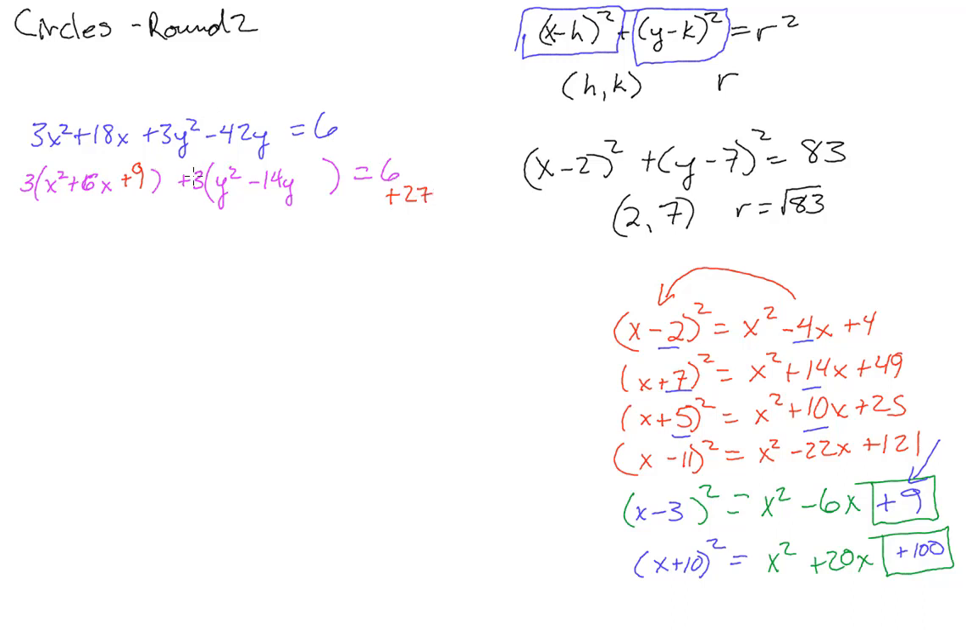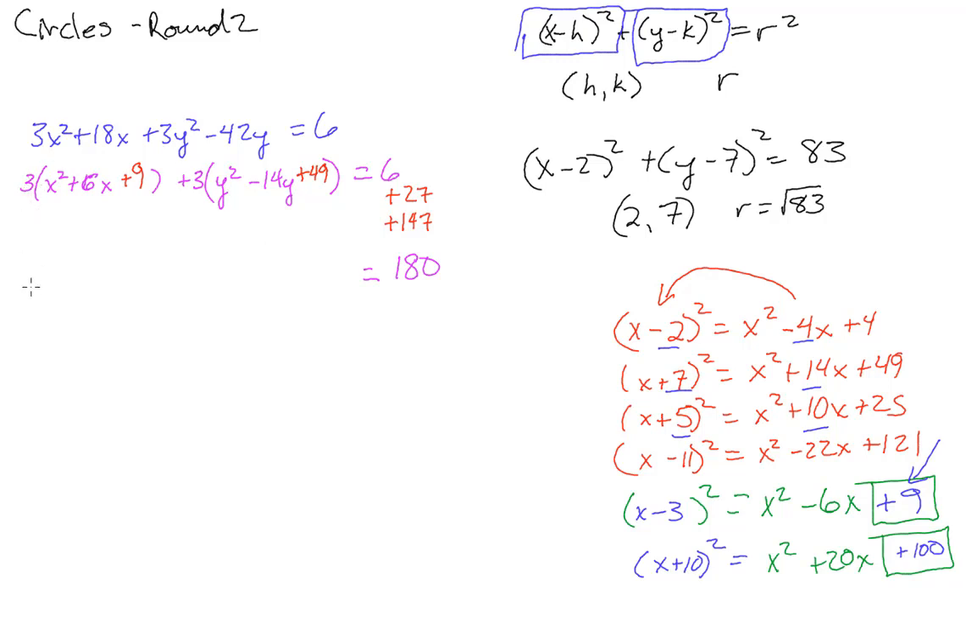Okay, so the next one. For y² - 14y, we need to take half of 14, which is 7. Squared is 49. We've got to put a 49 in there. But we didn't just add 49 to the left-hand side. We added 3 times 49, which is 147. Good. So now on the right-hand side, when we add them up, what do we get? 6 + 27 + 147. That looks like it adds up to 180.